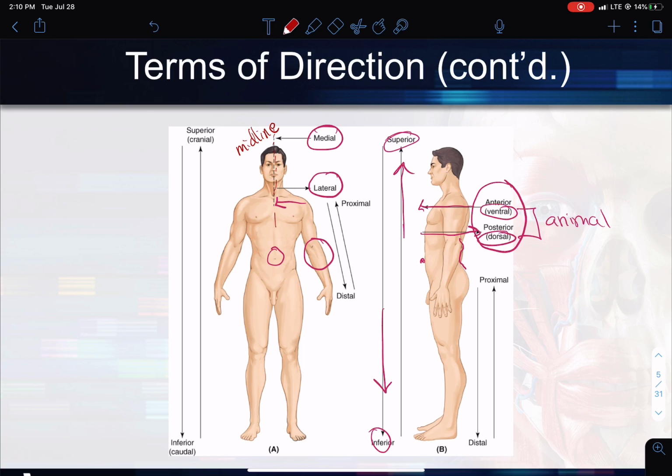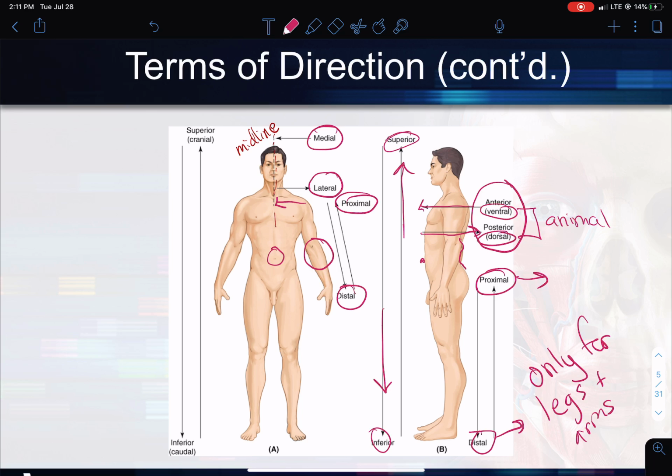Next, we need to talk about how we talk about different points of reference for an arm or a leg, so extremities. We're going to use the terms proximal and distal for that. This is only for both the arms and the legs. You would not use this for anything in the torso or in the pelvis or in the head. Only legs and arms.